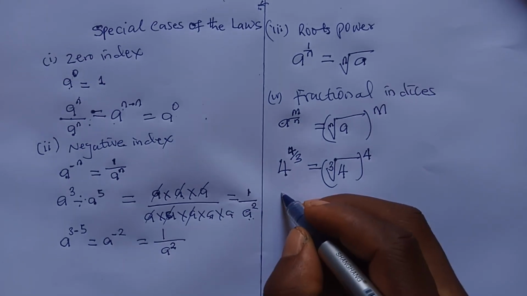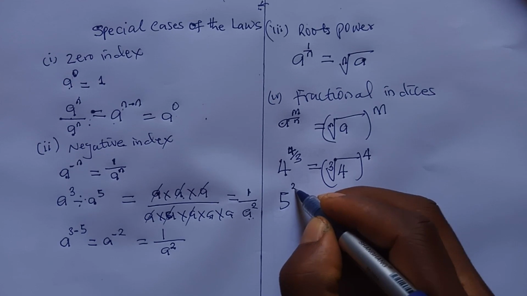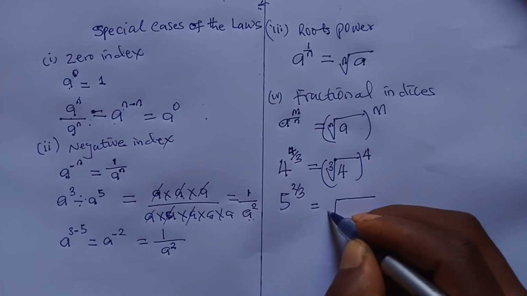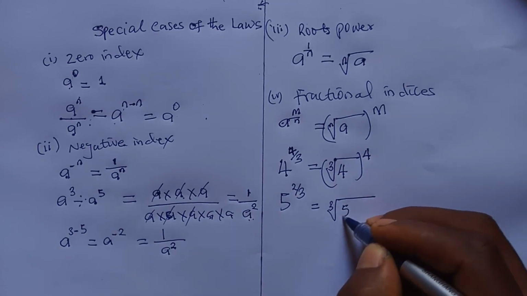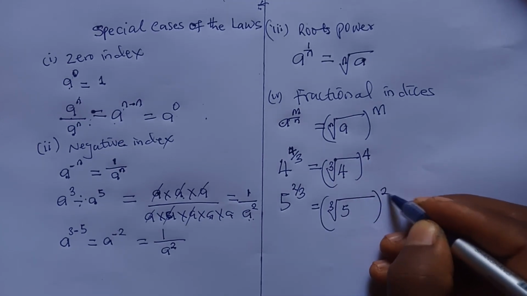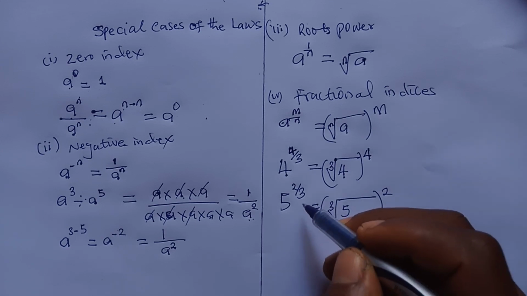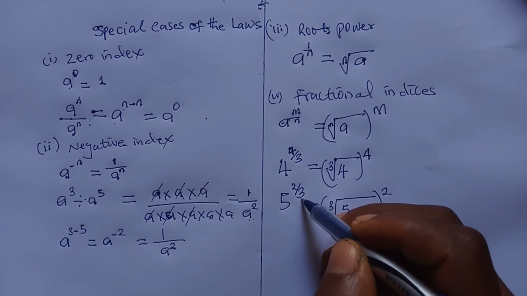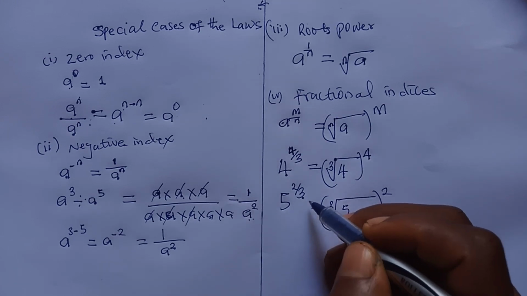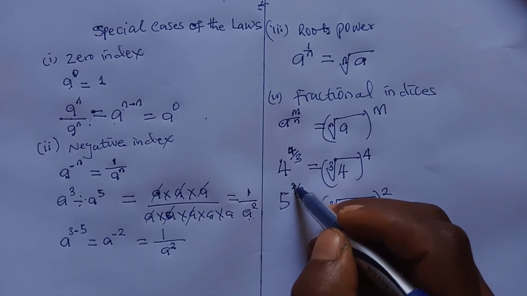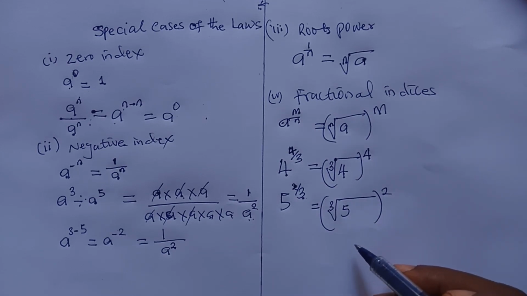So if you have 5 raised to power 2 over 3, it's the same thing as saying the cubic root of 5, everything raised to power 2. In summary, it's just the root to the power of the denominator, then everything raised to the power of the numerator. That is what this law is talking about.